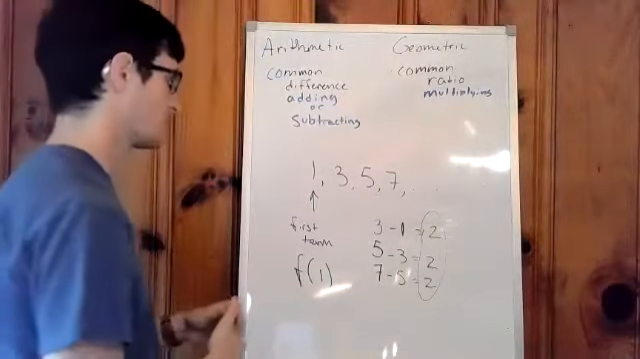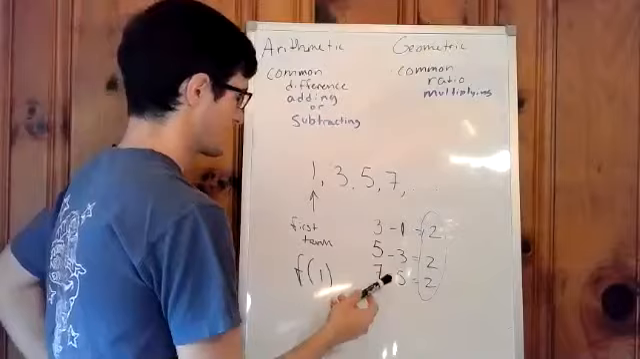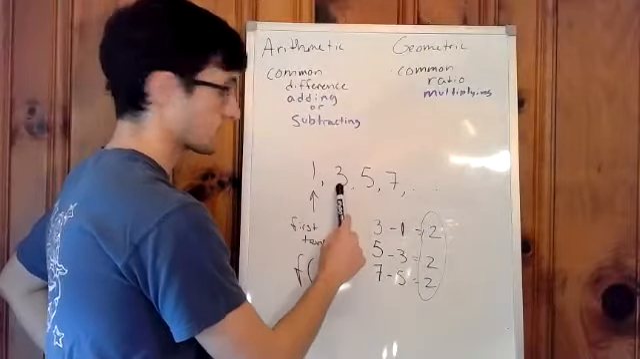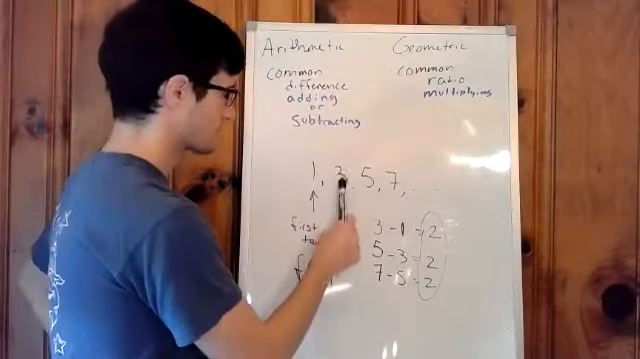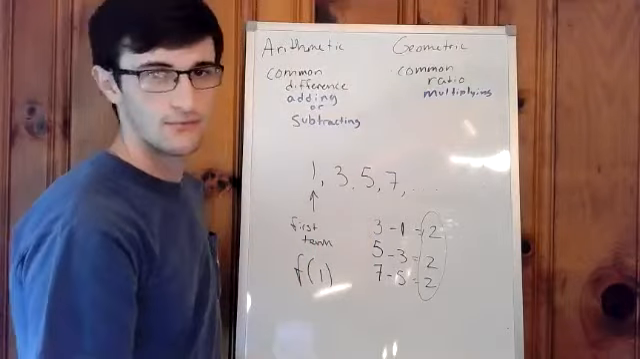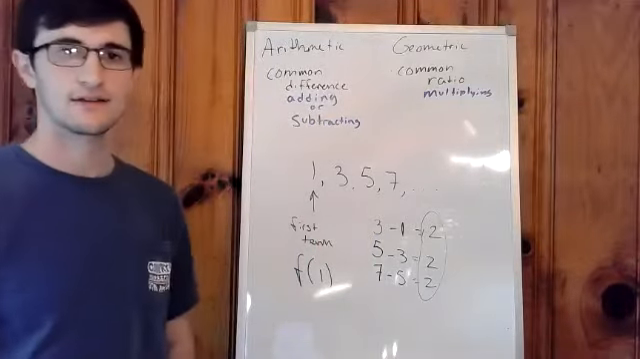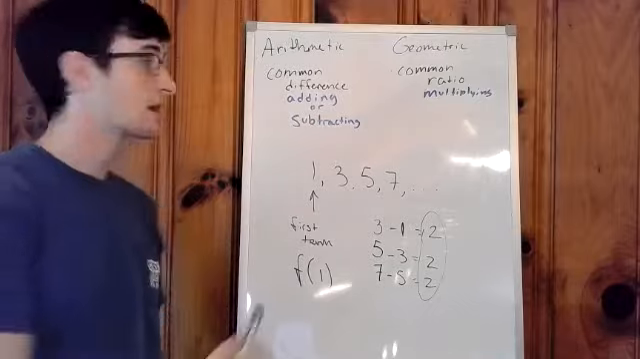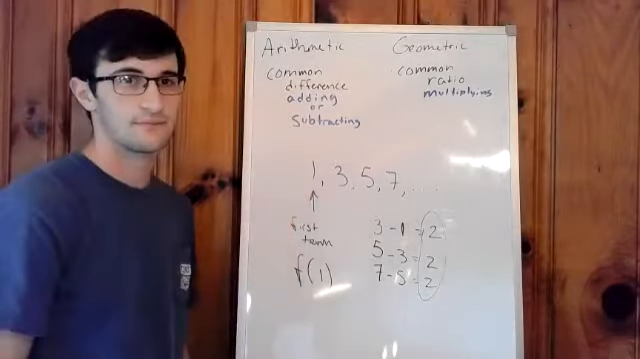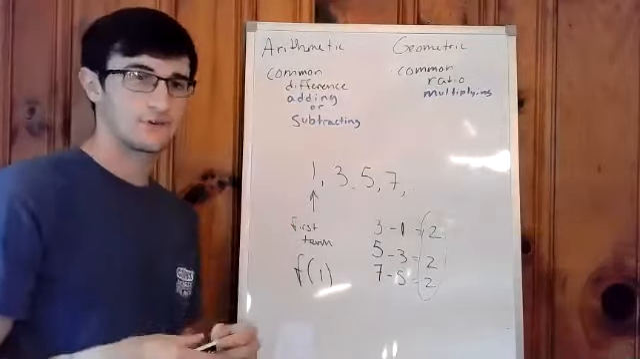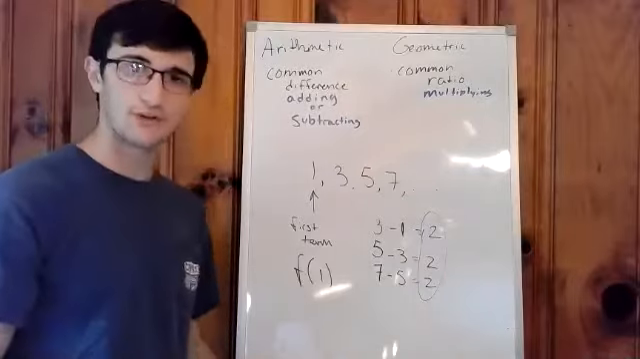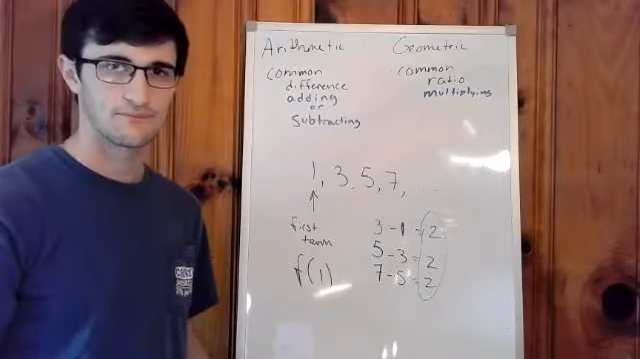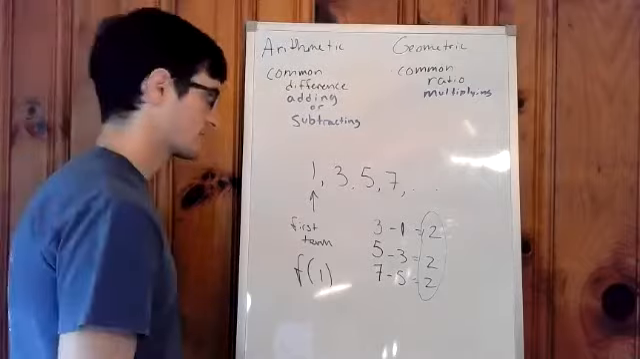Now that 2 means that to go from 1 to 3, we added 2. To go from 3 to 5, we added 2. To go from 5 to 7, we added 2 again. So that's a common difference, because we're adding, okay? Now, if it was a different group of numbers, it might look a little different, and we'll get to that in a second.